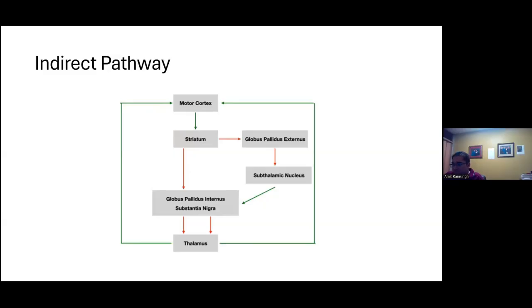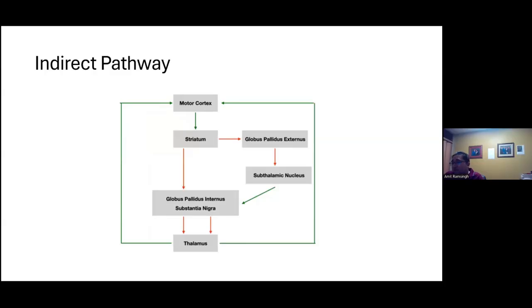So what happens in the indirect pathway? Let's start over again. You have your motor cortex. It's going to send excitatory or glutaminergic fibers to the striatum. The striatum is going to project inhibitory fibers to your globus pallidus externus, so it's going to dampen the activity. There's going to be little activity coming from here. Therefore, that results in more activation of the subthalamic nucleus.